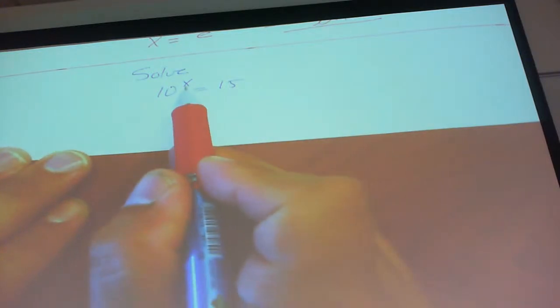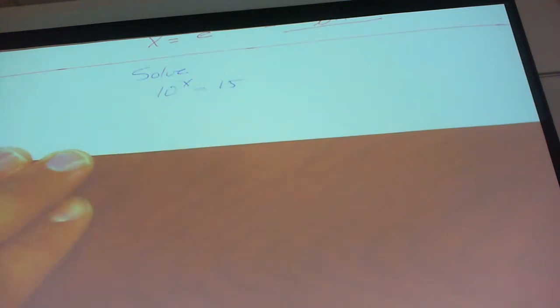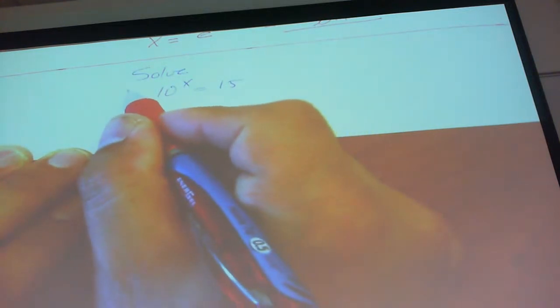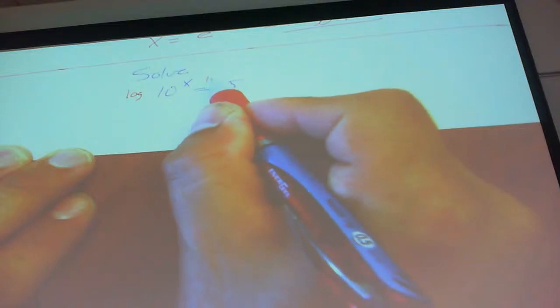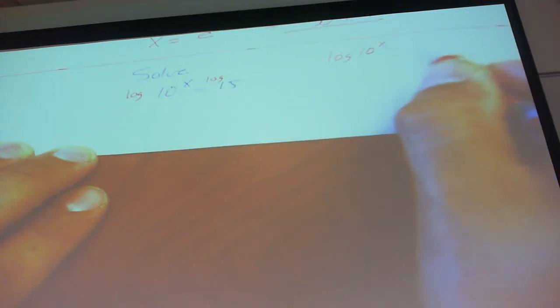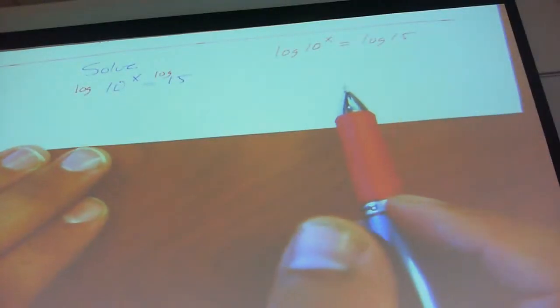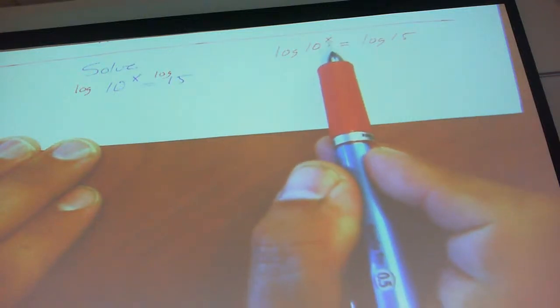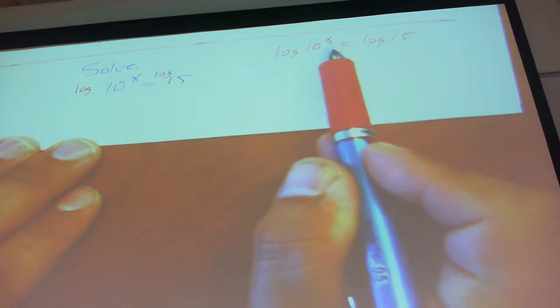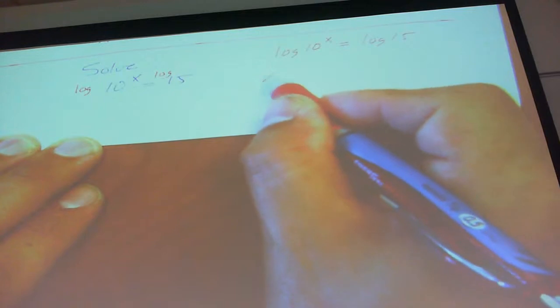if I want that x to be moved out, what I could do is log both sides. Now, why does that work? If I have log of 10 raised to the x equals log of 15, how does this come in to be useful? If I log both sides, remember my log properties? What happens to the x? It can be moved to the front.